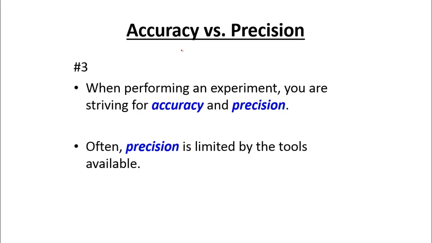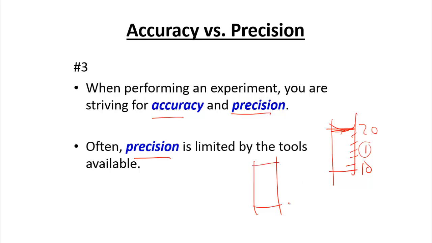When performing an experiment, you are striving for accuracy and precision. However, precision is oftentimes limited by the tools you have available to you. If you have a graduated cylinder that goes from 10 to 20 with 10 little marks in between, going by ones, and another device that goes from 7 to 8 with 10 little marks in between, those marks are going by tenths. Better precision, because of more place values, is what you would like to go with. So keep in mind you want to find the tools that give you the best measuring capabilities.